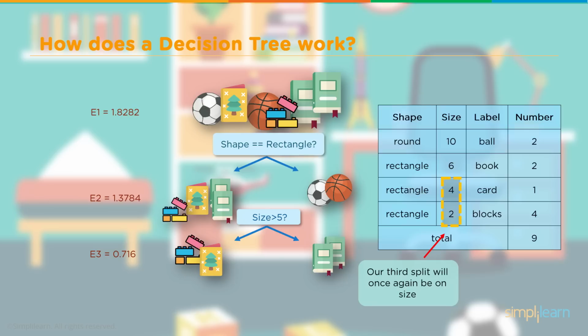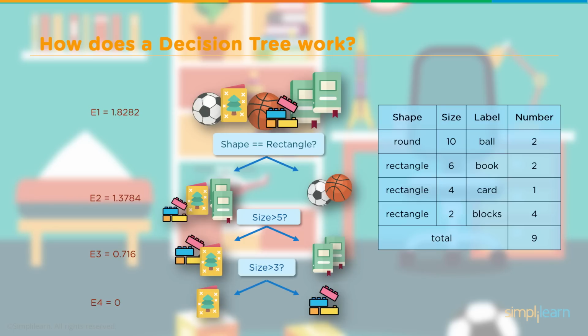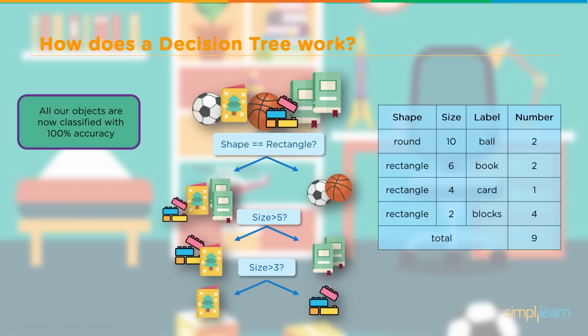And of course, for our third split we look at, and we'll see that we're left with size again, and we split it with 4 and 2. In this case, if it's greater than 3, it's going to be a block. If it's less than 3, it's going to be a card. At this point, each of our objects is grouped into similarity, so they all look the same, and we end up with an entropy of 0. And so you can see as we go down, the entropy continues to get less, and because it hits 0, we can say all our objects are now classified with 100% accuracy. If it was only that easy to clean the kids' closets.